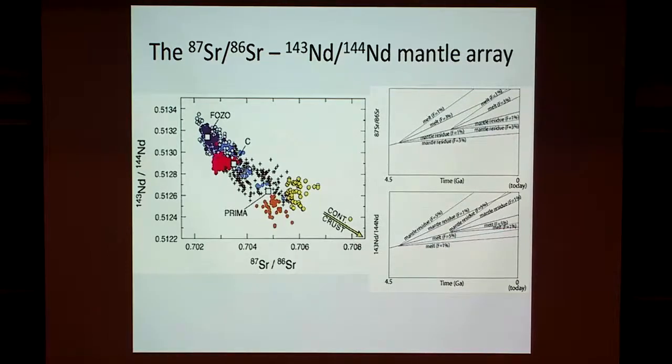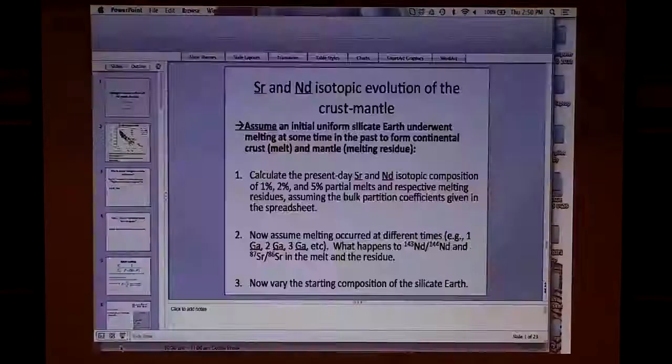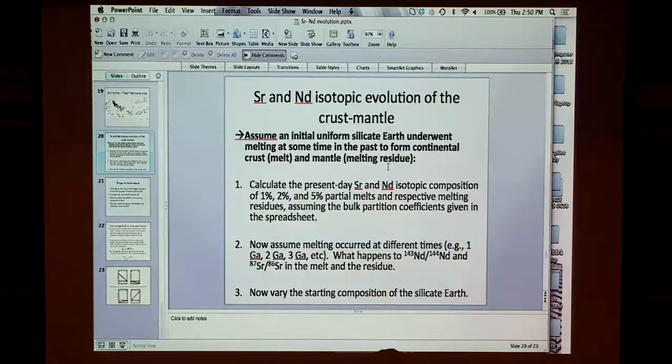All right, so let's look at this really simple Excel spreadsheet, and let's think about how we can use it. The first thing we do in the spreadsheet is assume a uniform silicate Earth that underwent melting at some point in time. And you're going to decide when the melting event happened.